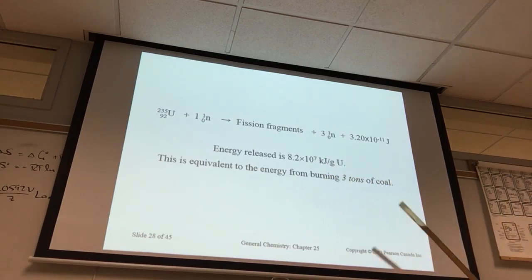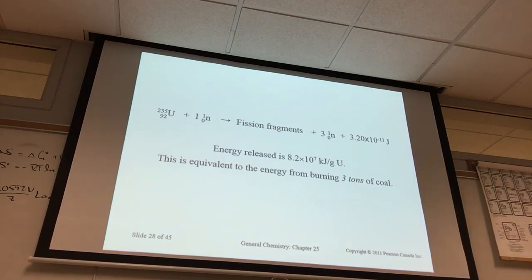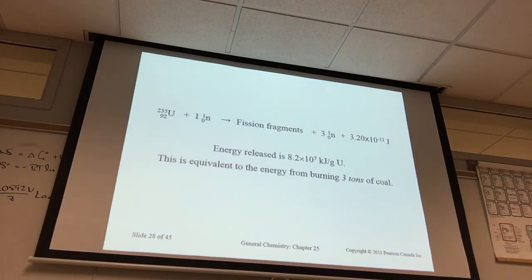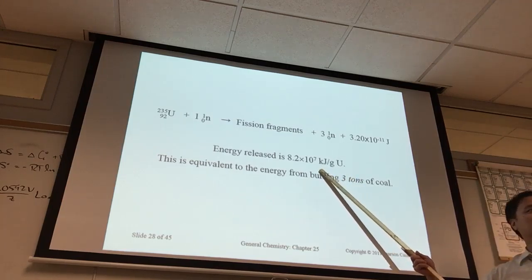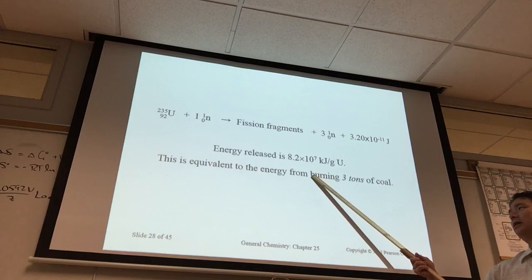Per mole, it's going to be an enormous number because a mole of uranium is 238 grams, so multiply that by 238 to get kilojoules per mole. And so you're looking at what?